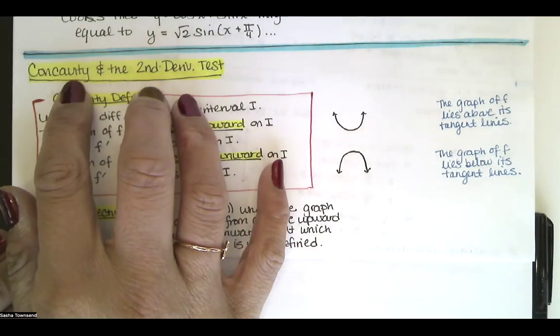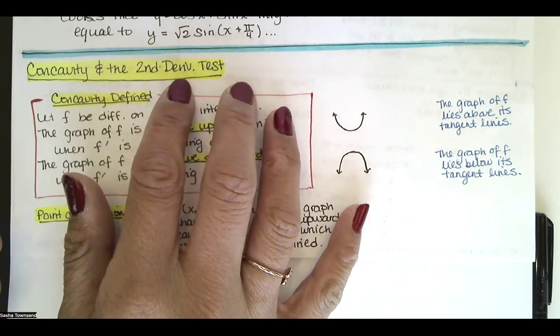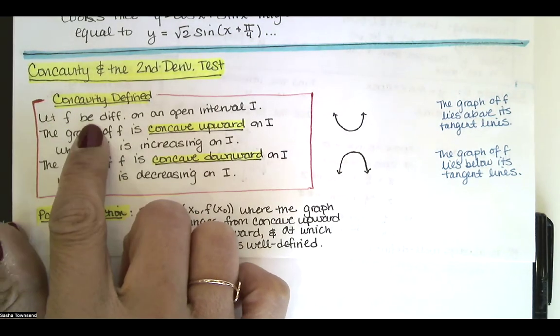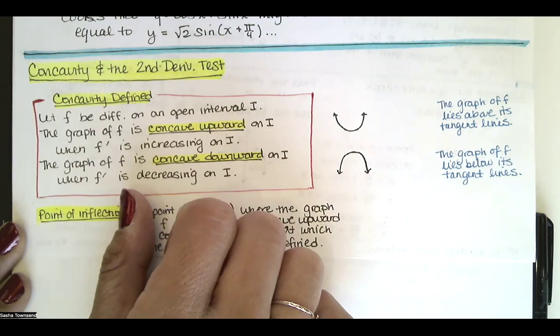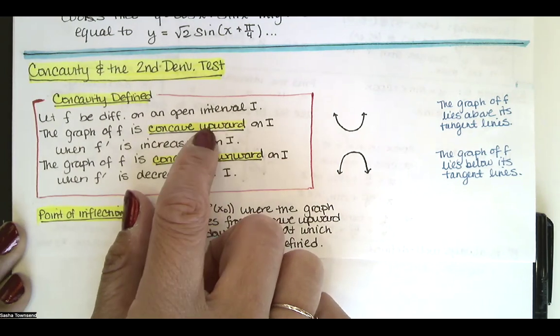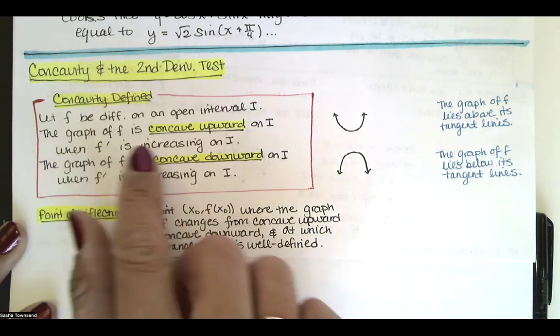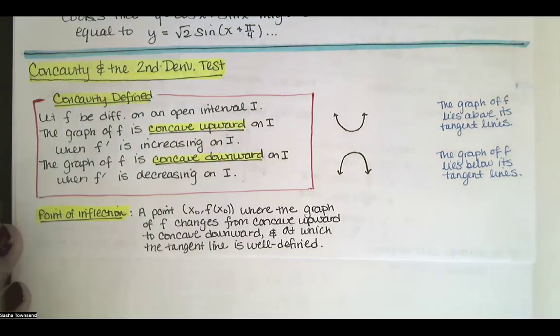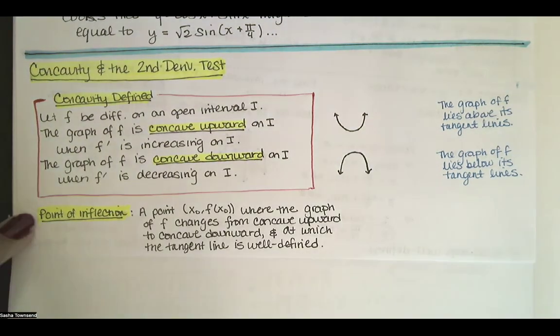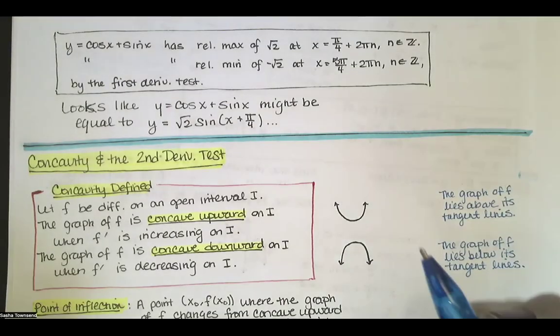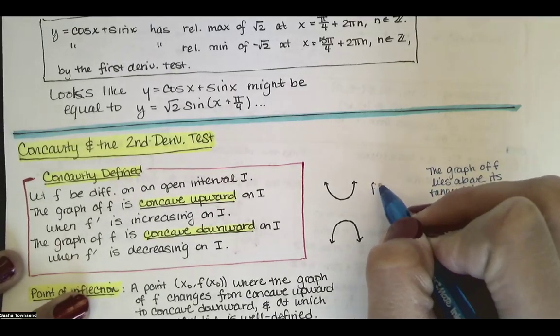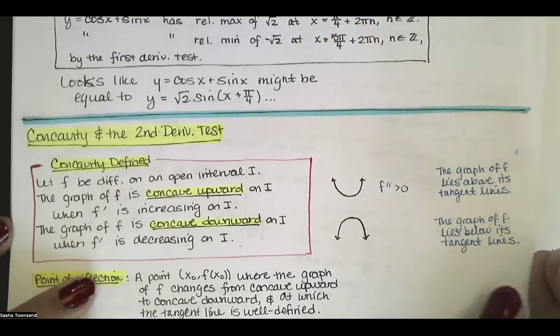In this video, we discuss concavity and the second derivative test. Let's say f is a function that's differentiable on an open interval I. Then we say that the graph of f is concave upward if f prime is increasing on I. And if f prime is increasing, that means f double prime is positive. So we have f double prime, which is positive.